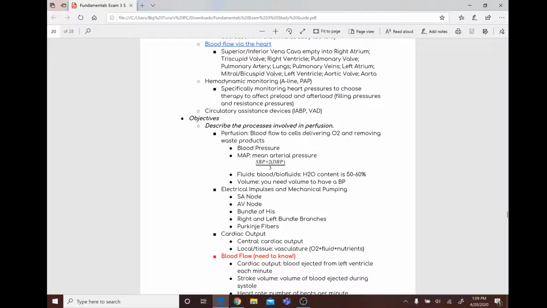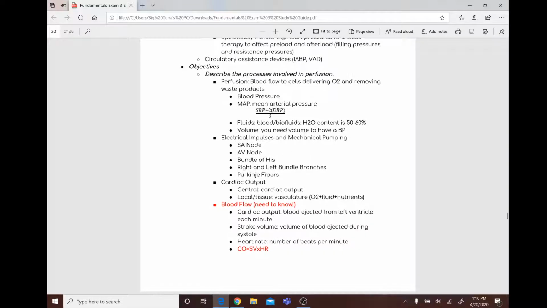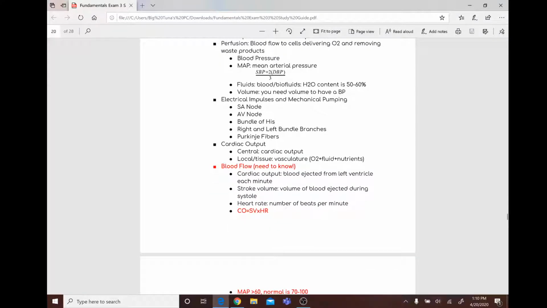All right. What is perfusion? Blood flow to cells, delivering oxygen, removing waste products. What is the formula for MAP? 2 times diastolic plus systolic, divided by 3. Conduction: SA to AV to bundle of His to Purkinje fibers.